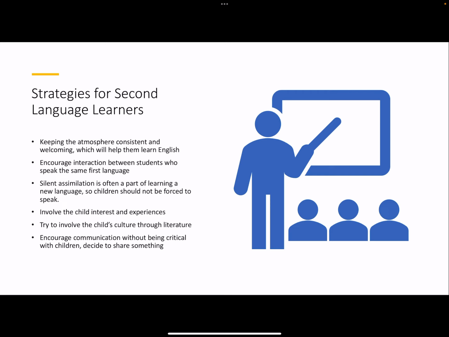Next would be involving the child's interest and their experiences. While you're trying to teach them English, trying to involve the child's culture through literature, and encouraging communication without being critical with children. So when they decide to share something, encouraging that.